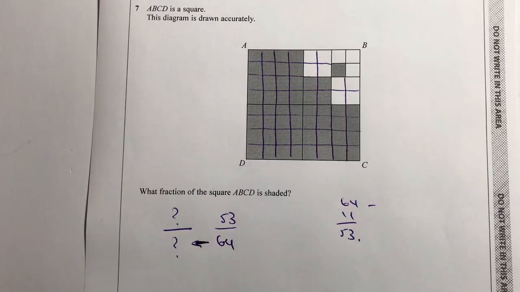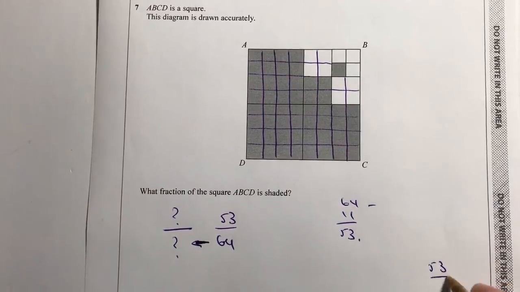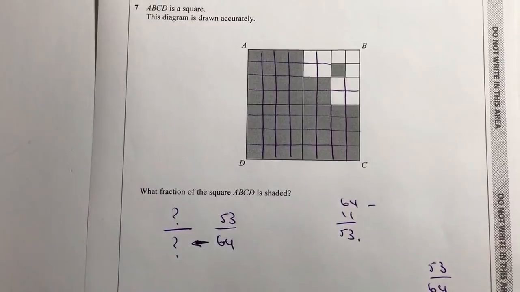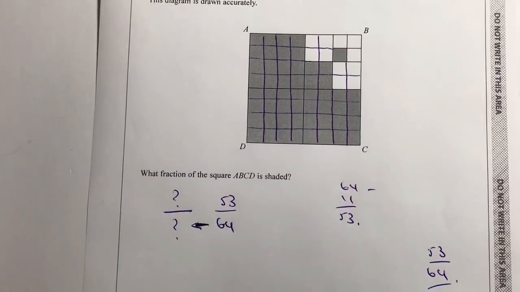So it's a fairly straightforward, very pragmatic approach to these sorts of things. But you could write very happily 53 out of 64, and that would be absolutely correct for this question. Okay, hope that's all right for you. Let's move on then to question number 8.